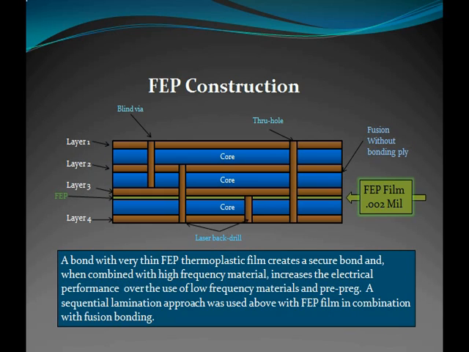In this illustrated example, a sequential lamination approach was used in combination with fusion bonding. The benefit of using FEP film is that it is very thin and a very high-performing bond ply.